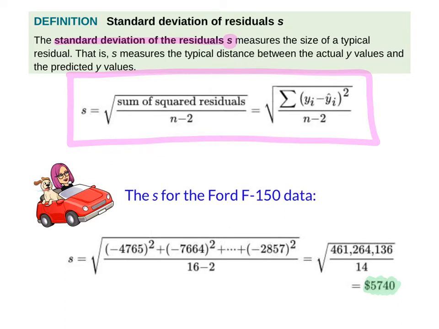And in fact, when you do that for the Ford F-150 data, there was no truck Bitmoji. I don't know why. This is the best I got. The average error, or the average S value, the standard deviation of residuals, is about $5,740, which makes sense for that example.